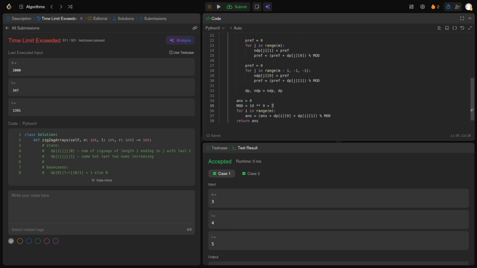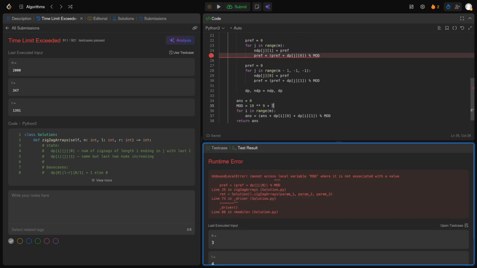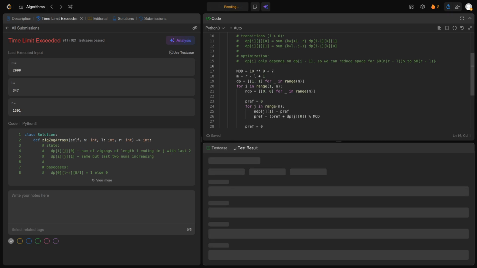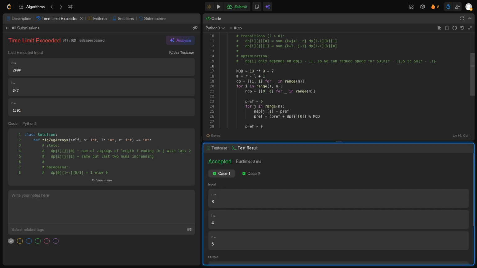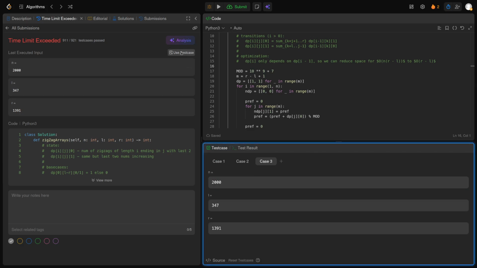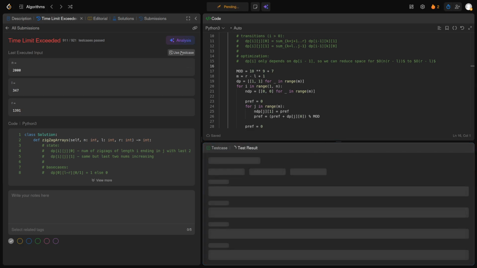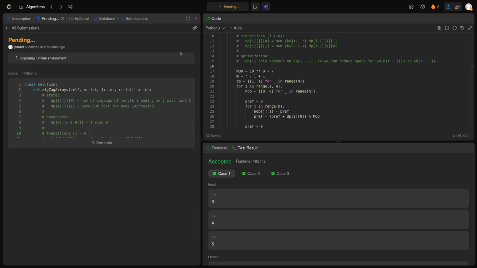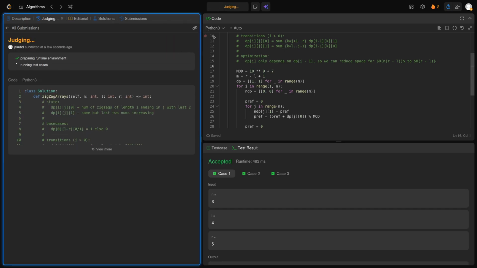Alrighty. Maybe the numbers get too big and Python is just slow with them. I mean, I doubt it, but nah, it's just slow. 483. It kind of sucks.